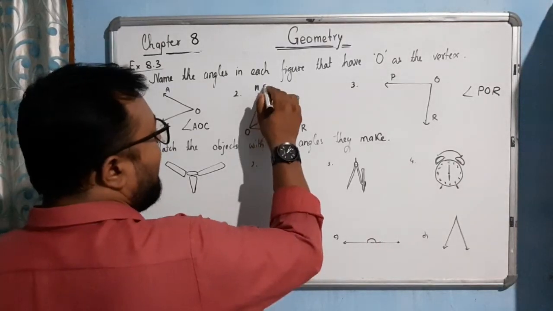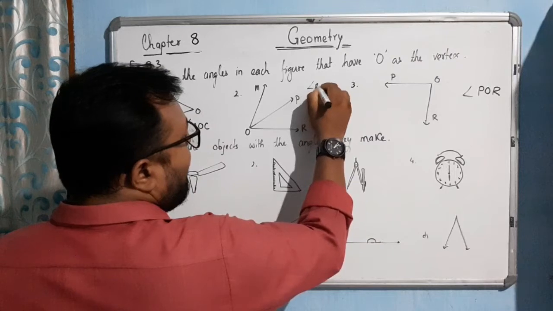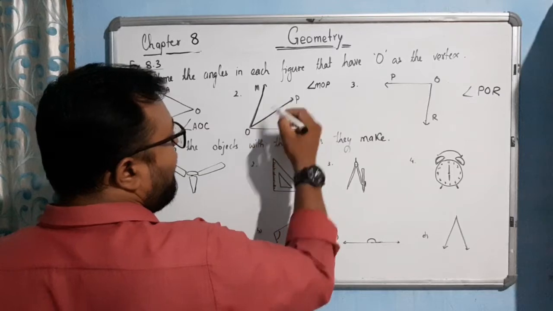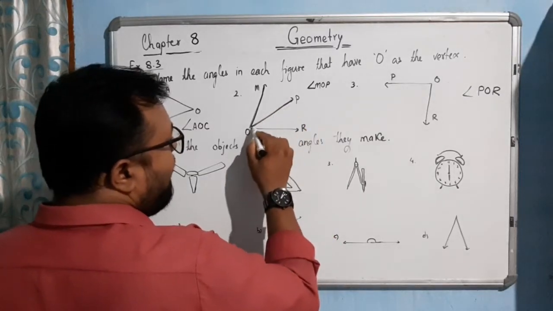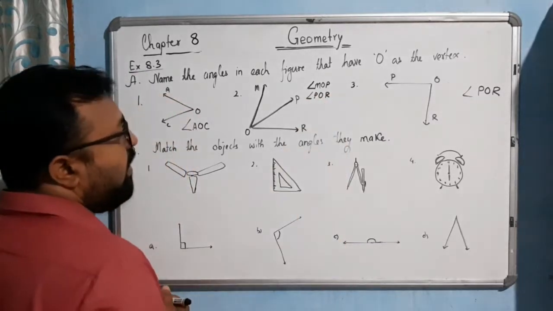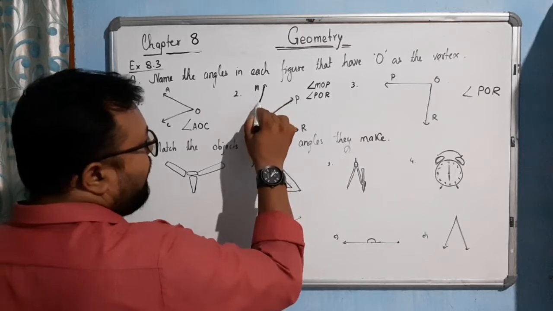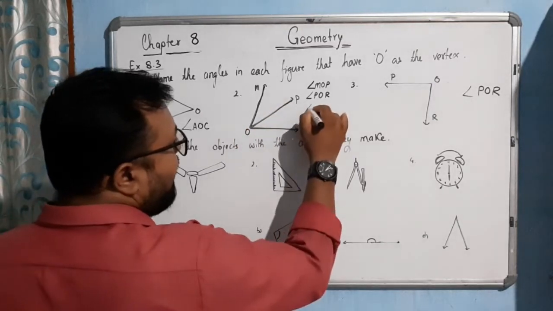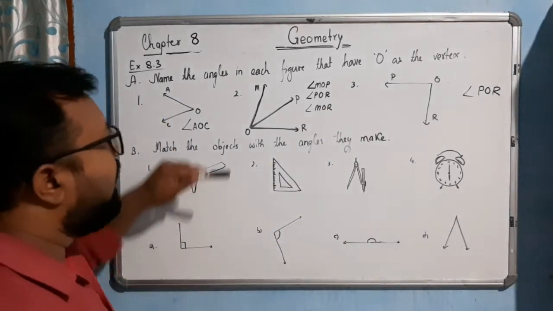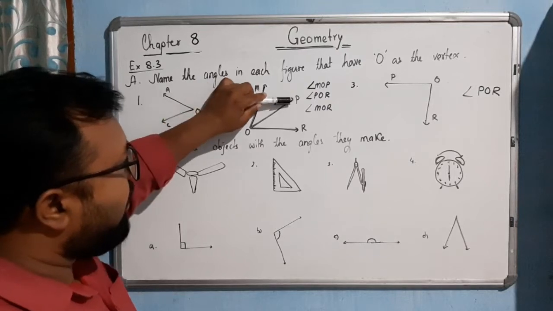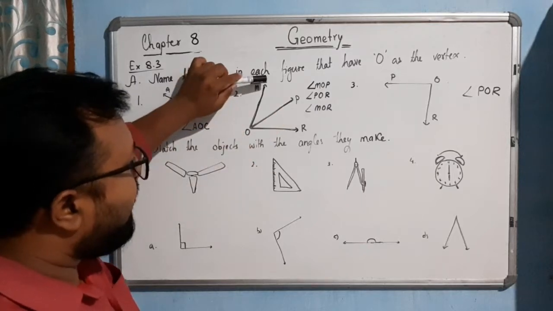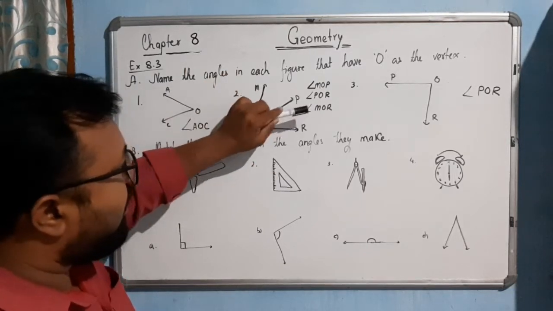First, we will write angle MOP. Angle MOP, first one, this one. The next one, POR. So angle POR. And another angle is there, this bigger one, MOR. So angle MOR. Three angles are here, if you see clearly. MOP, this one, POR, this one, and the entire bigger one, MOR, this one.